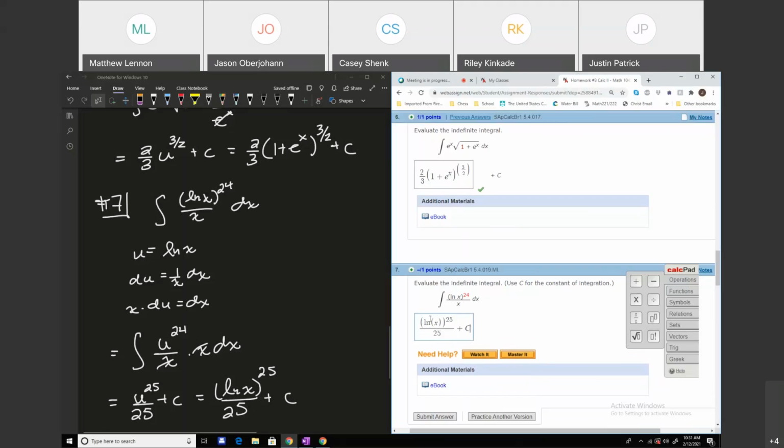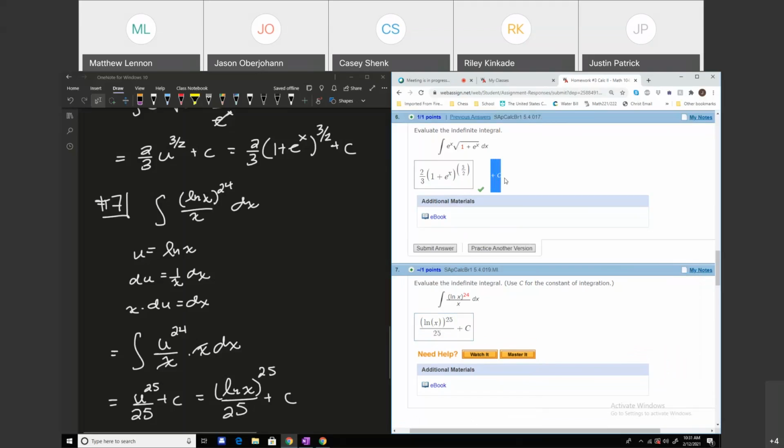Notice on this one, it's the first example. So probably people have missed this because for all of the first 6 so far, they've had the plus c there for you. But for number 7, for whatever reason, they say use c for the constant of integration. So you have to actually add the plus c yourself here.